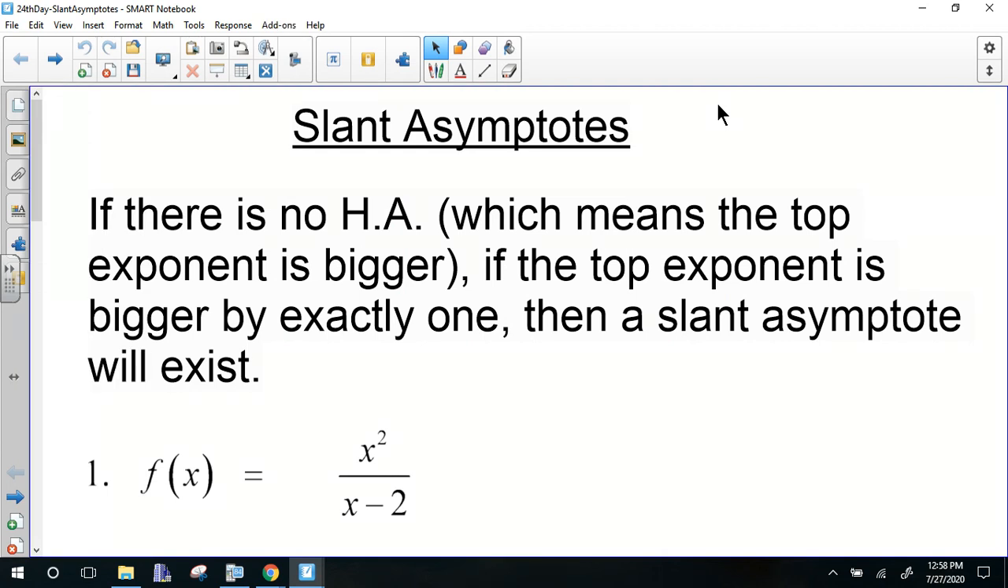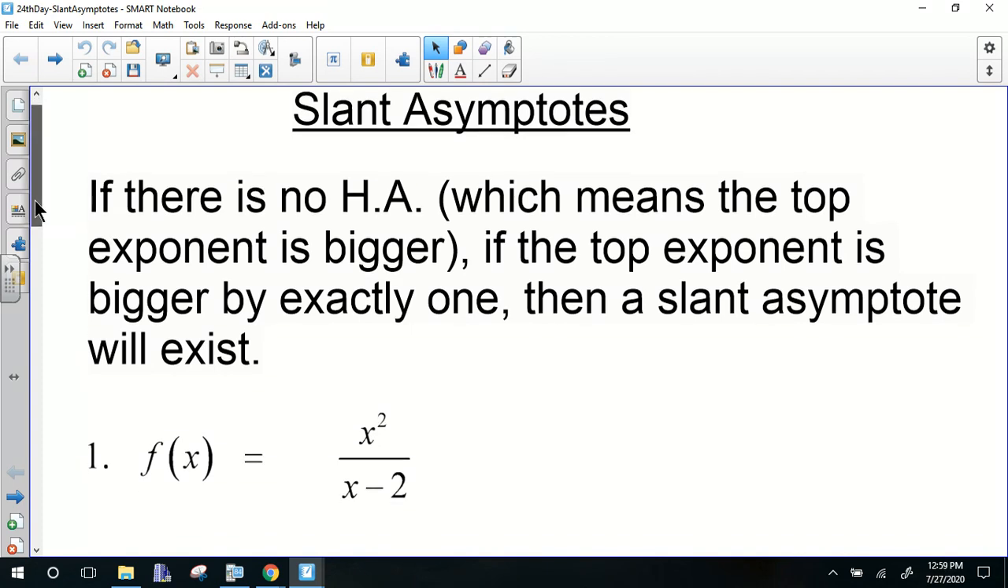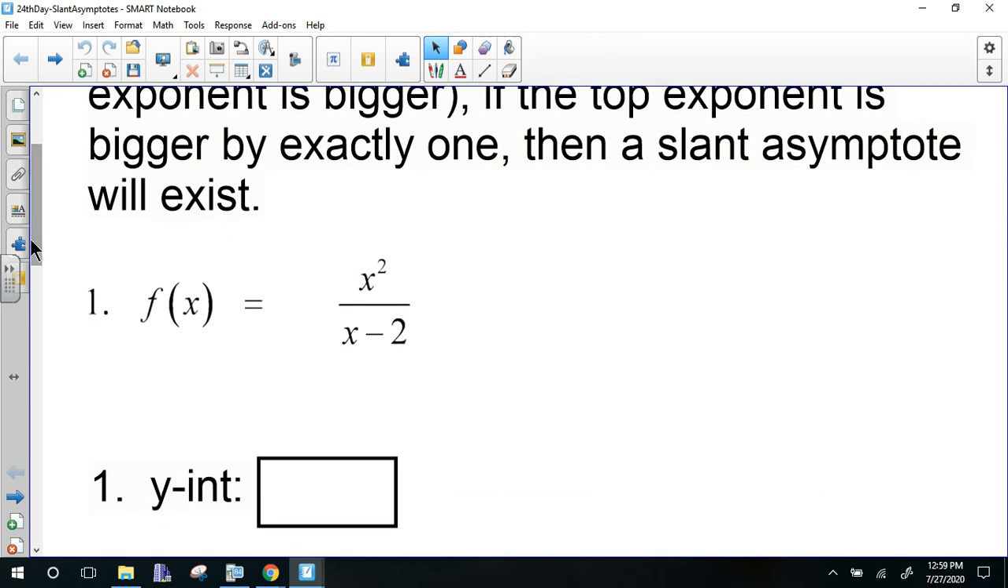Here's when you might have a slant asymptote. If there is no horizontal asymptote, which means the top exponent is bigger, if the top exponent is bigger by exactly 1, then a slant asymptote is going to exist. Here's an example. You've got a 2 as an exponent on top and a 1 on the bottom. That means there's going to be a slant asymptote.